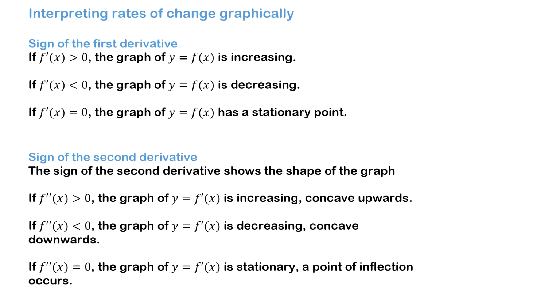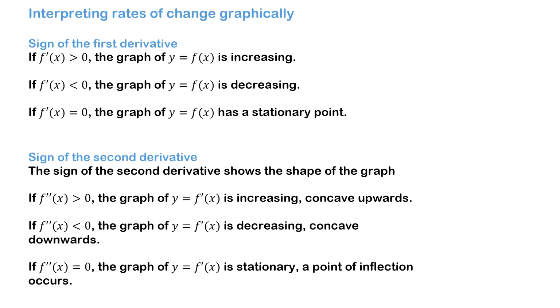In this video, we are interpreting rates of change graphically. Before we begin, we'll do a recap of what the sign of the first derivative and the sign of the second derivative mean. In terms of the first derivative, remember if it's greater than 0, the gradient is increasing. If it's less than 0, it's decreasing. And if it's equal to 0, there's a stationary point.